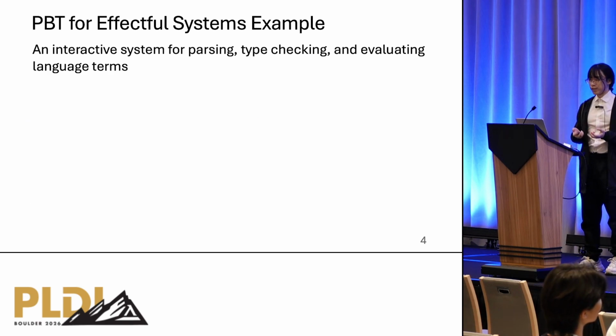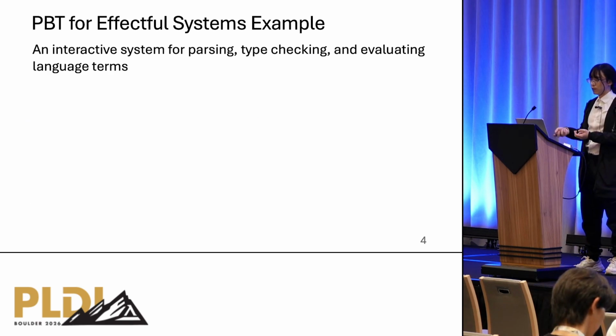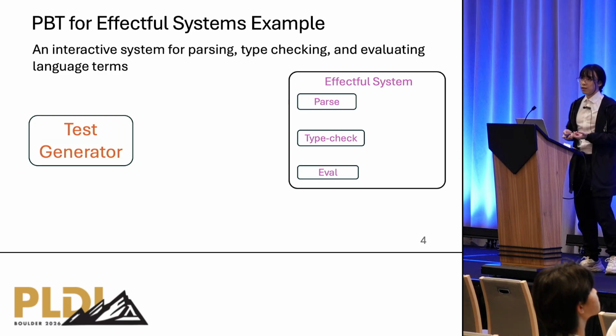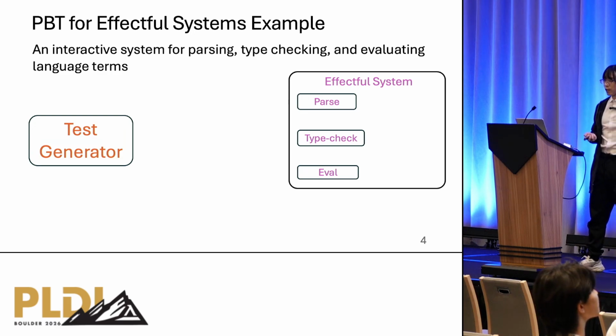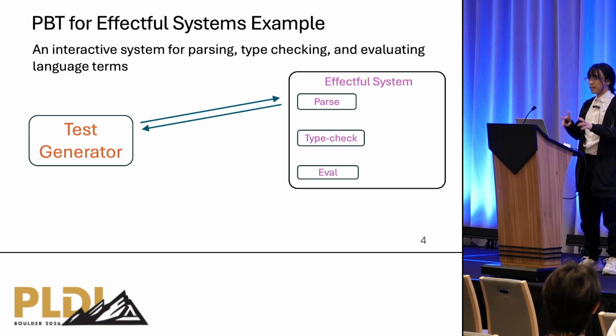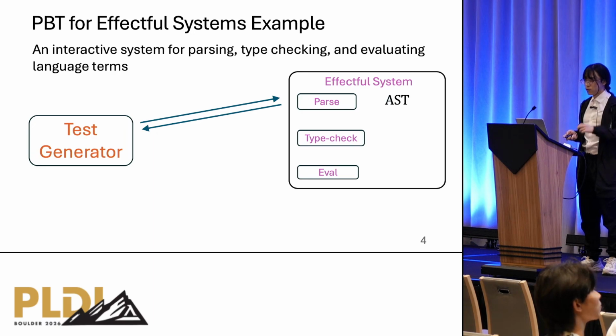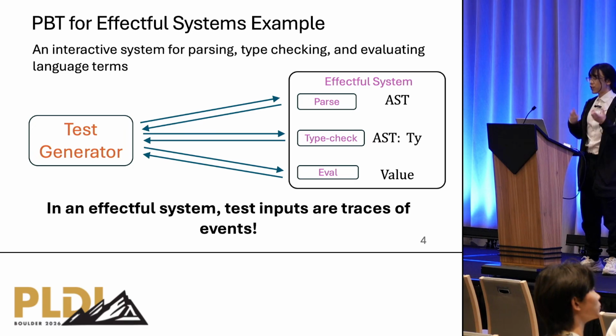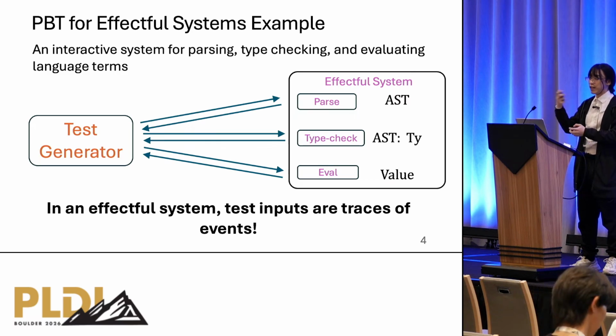Let's take a concrete example. Assume the system we consider can do parsing, type checking, and interpretation over some language terms. Look at this. The test generator can use this parsing API to construct an AST consecutively, and can also do type checking and evaluation. The point here is that in the effectful system, the test input is not a data type or an AST, but a trace of events.